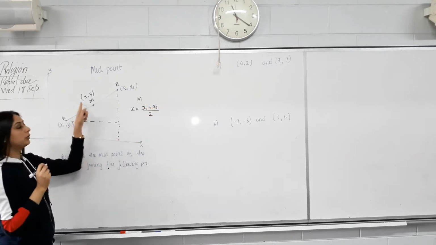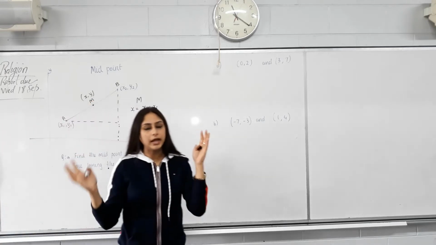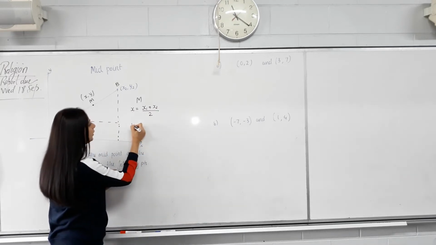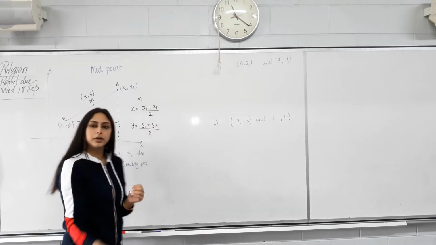Again, the midpoint will have 2 coordinates, x and y, right? So to find the x coordinate, we add the 2 x coordinates of the endpoints and divide by 2. And how will we find the y? Add the 2 y's and divide by 2. That's all.